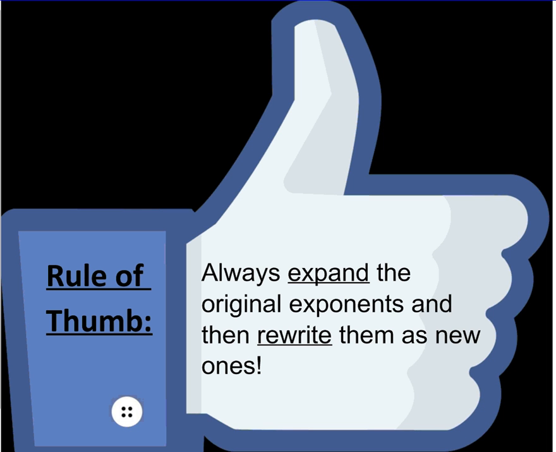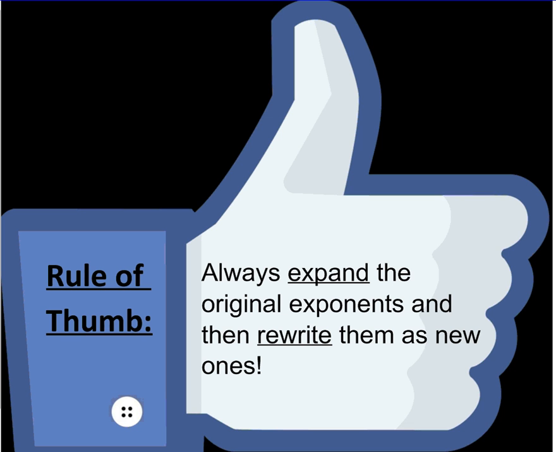I'm going to start you off with one general rule of thumb. This works for pretty much every situation you're dealing with exponents when you need to simplify. The rule of thumb is this: always expand the original exponents and then rewrite them as new ones. So if you are not sure on the actual property, don't take the shortcut, write it out.